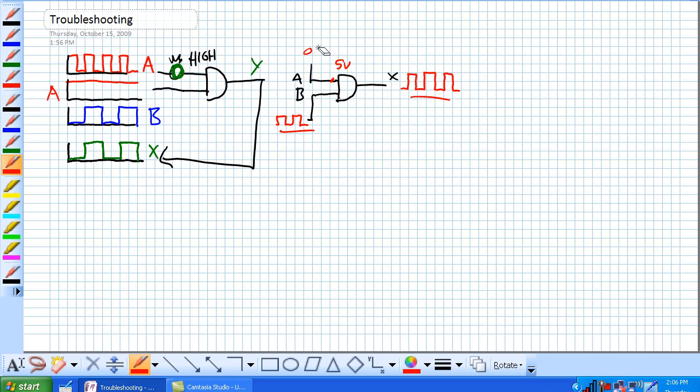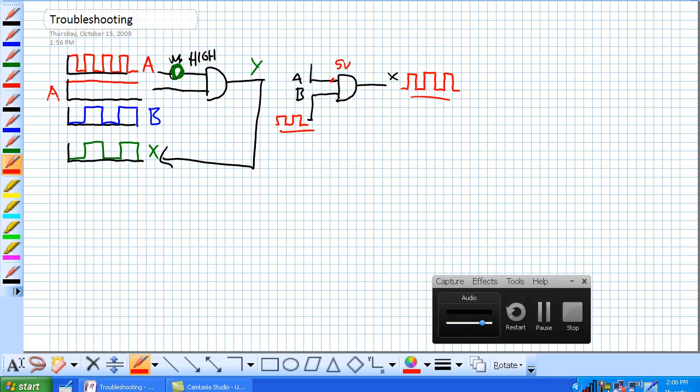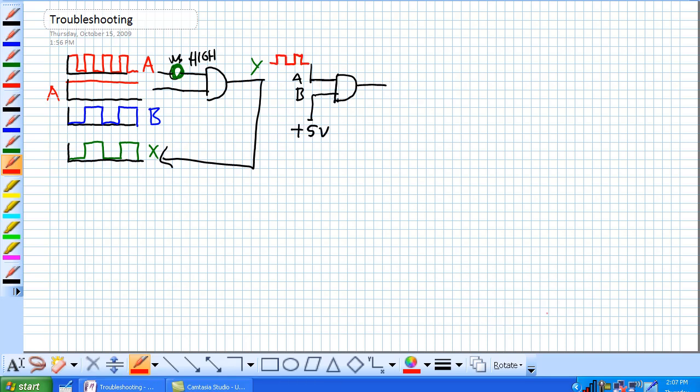Now what would happen if we hooked it up in the following manner, whereby B was provided a 5-volt signal, and we pulse the input of A? If it was functioning properly, we would expect this. But if there was a break in A, this right here would be a 5, and we would get a constant high output. That's pretty neat troubleshooting, knowing full well that we're talking about a break to the internal inputs.